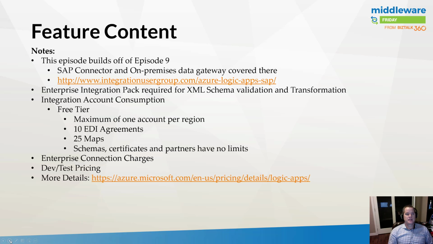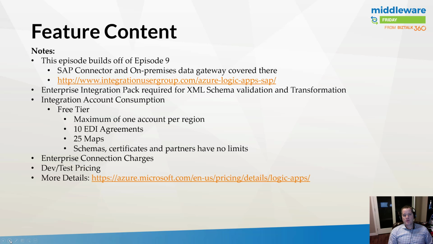As part of the feature content, I've compiled a few notes that I feel are worth going over. This episode does build off of part 1, or episode 9. If you haven't watched that episode, I strongly recommend that you go through it, because we'll talk about things like the on-premise data gateway and how you call an SAP service, whether that's an IDOC, RFC, TRFC, or BAPI. The Enterprise Integration Pack is something that we're going to introduce as part of this episode.